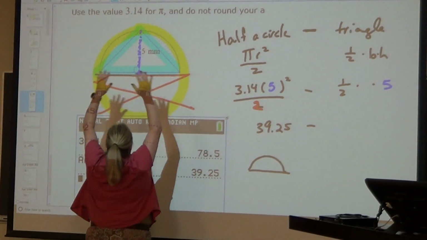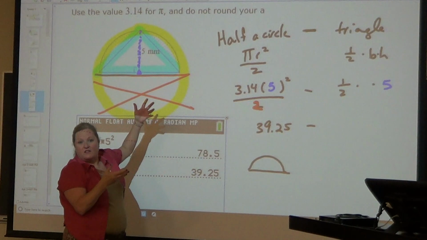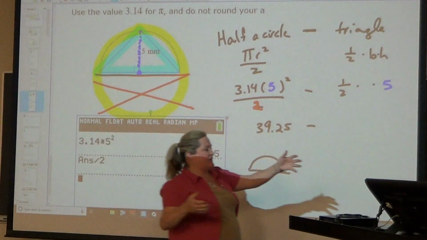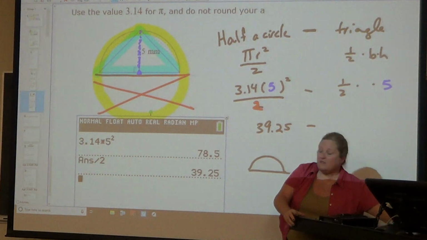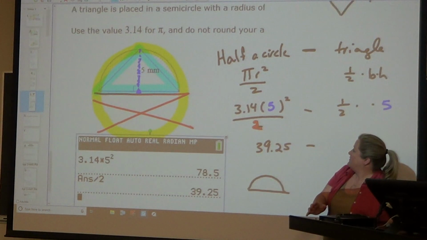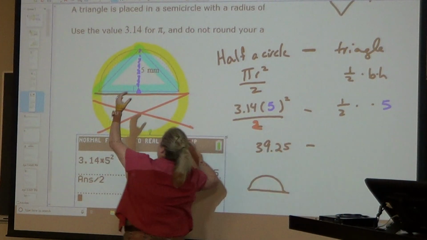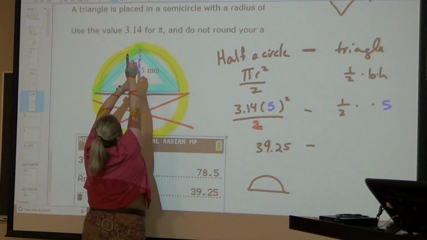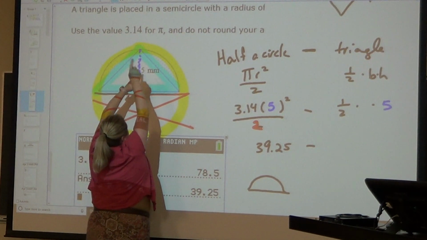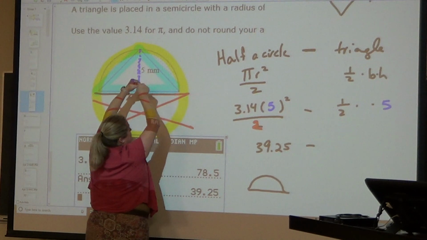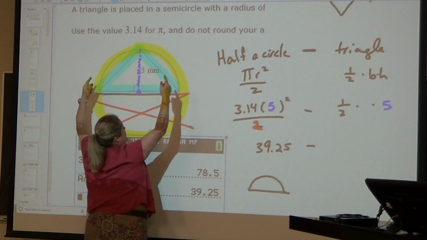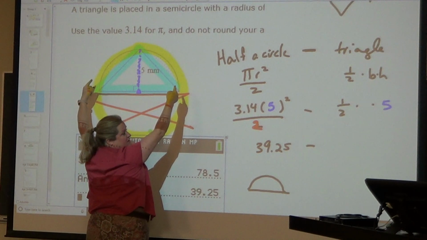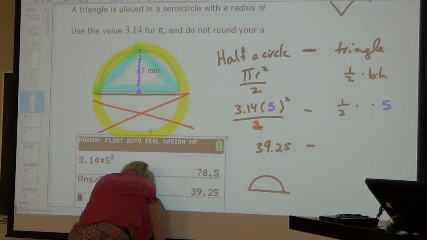Remember just a minute ago, we were in our bicycle wheel. I told you this was like a spoke, it was 5. What did I tell you this was? And what did I tell you this was? 5. So what is that gonna be? 10.